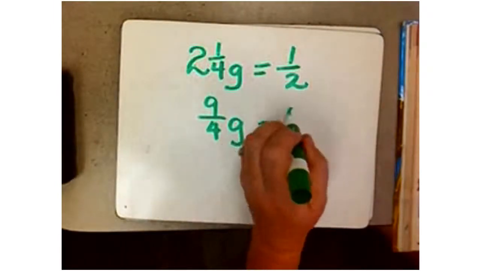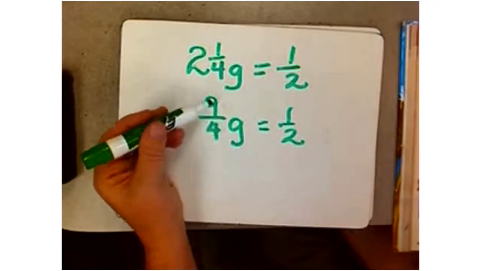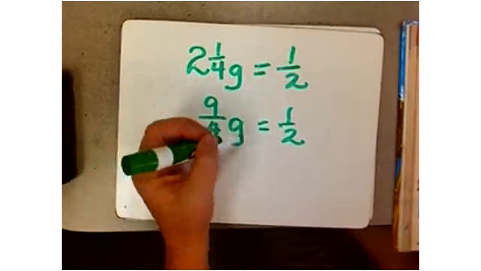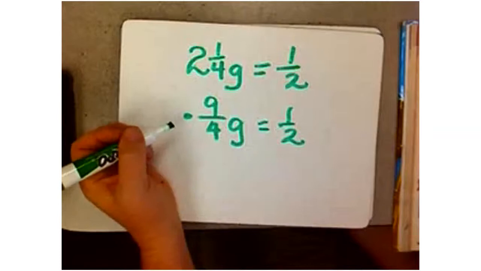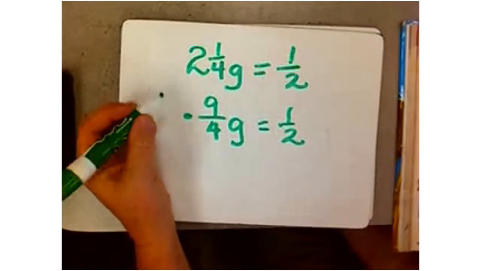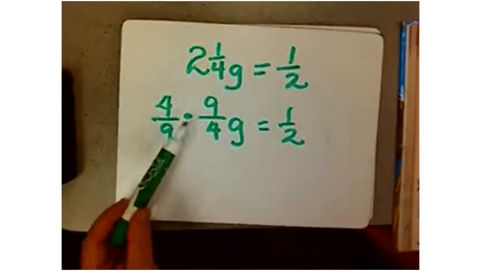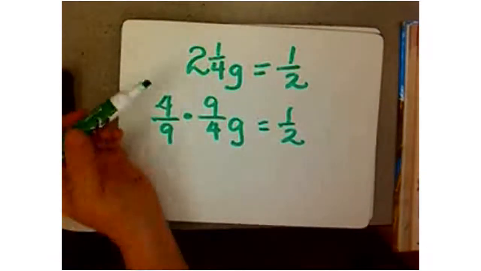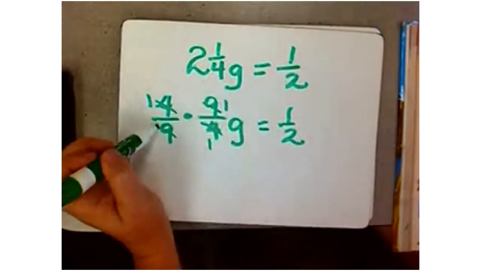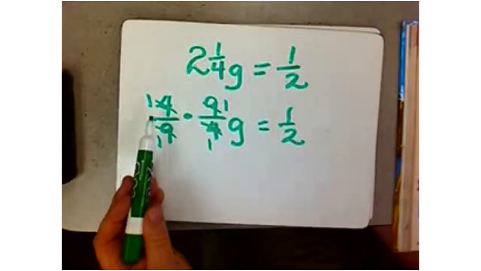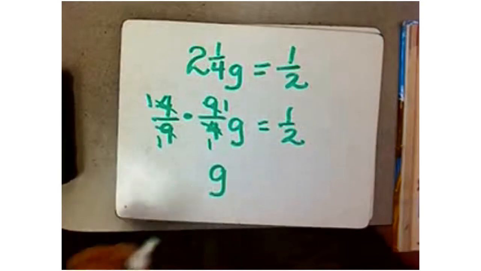9/4 g equals 1/2. Now, to undo 9/4 g, it's multiplying g. We would want to divide, and dividing fractions is really multiplying by the reciprocal. Remember, you flip the second fraction. So if we multiplied by 4 over 9, notice that 4/9 times 9/4, everything cancels. The 4 cancels with the 4, the 9 cancels with the 9, and everything becomes 1. And 1 times 1 and 1 times 1 is 1, and 1 times g is g. So we got g by itself.